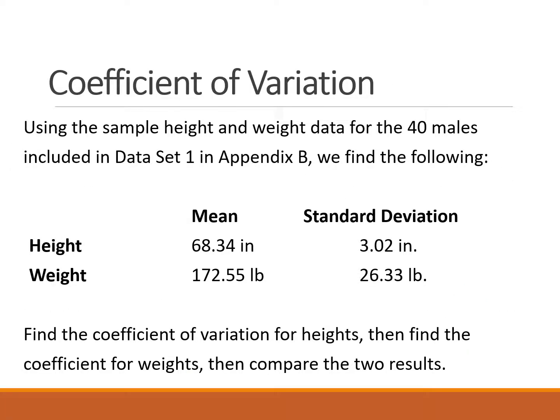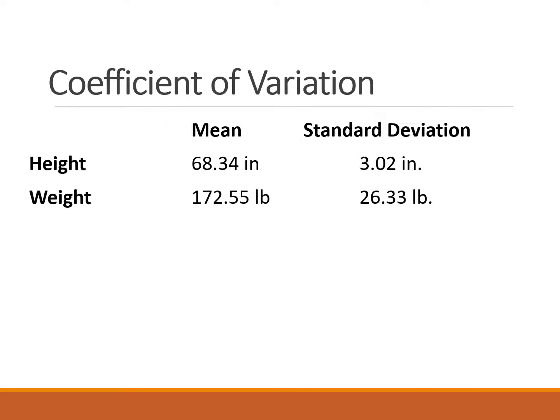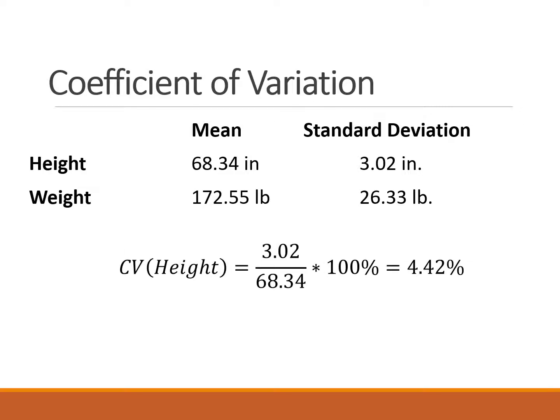Let's say we're talking about the heights and weights of 40 males. We want to find the coefficient of variation for both of those values. For heights, we take the standard deviation and divide it by the mean and switch to a percentage. 3.02 divided by 68.34 gives us 4.42%. That's the coefficient of variation for the heights of these males.